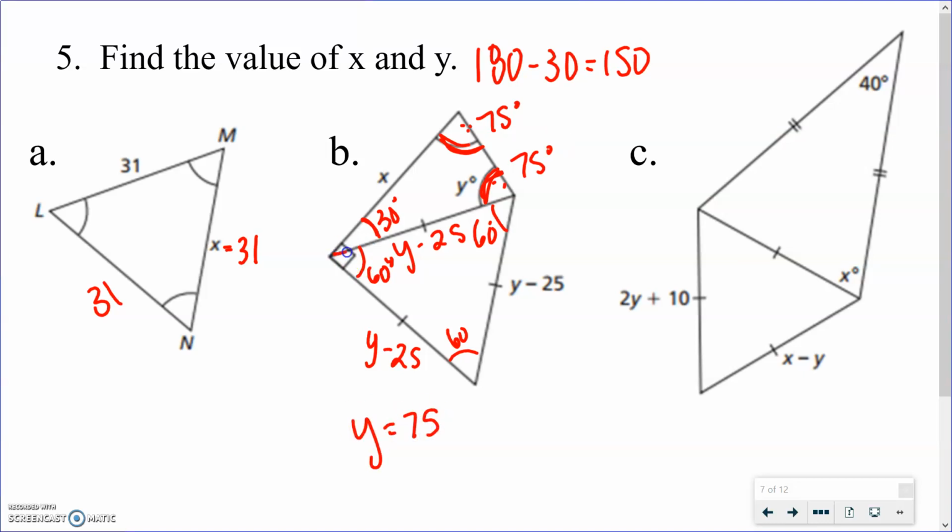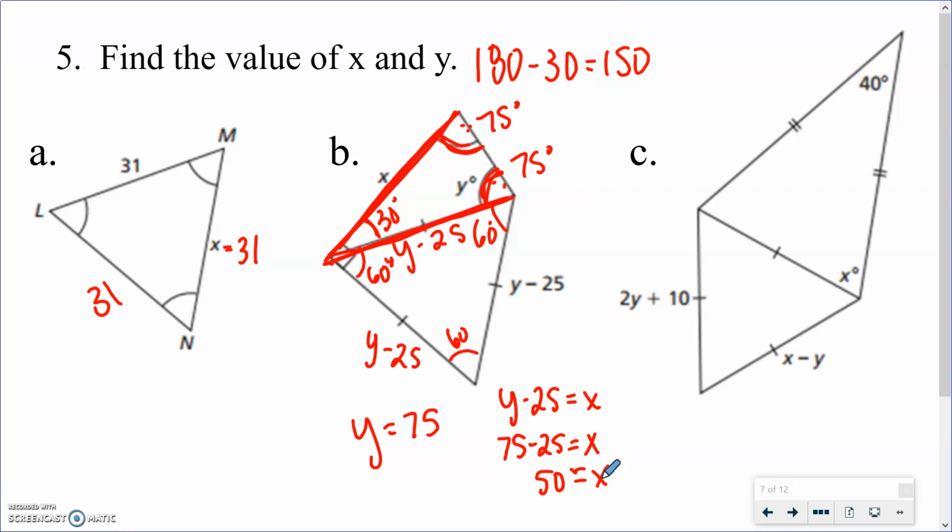Well then, I know this side in here, this is y minus 25, and it is the same as this side here because that's an isosceles triangle. So I know y minus 25 equals x. But I know that y is 75, so I then can use that to figure out that x is equal to 50. Okay? Then I can look at this next diagram and again use what I know.